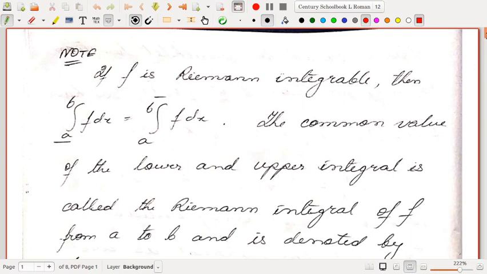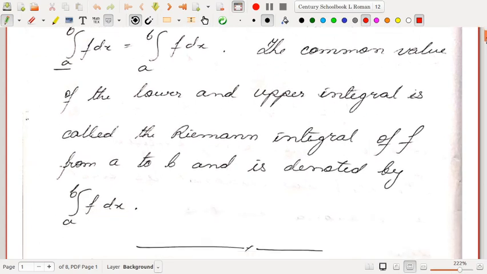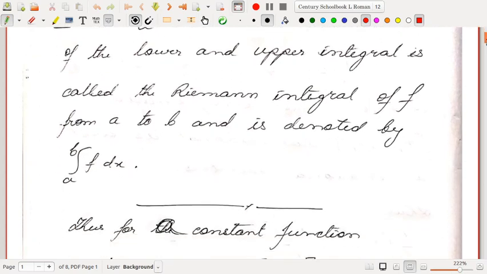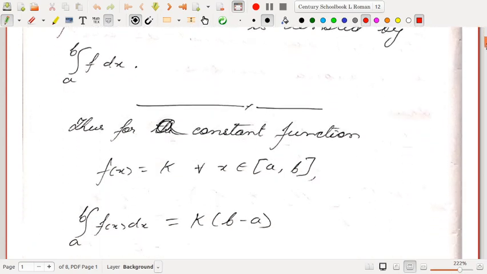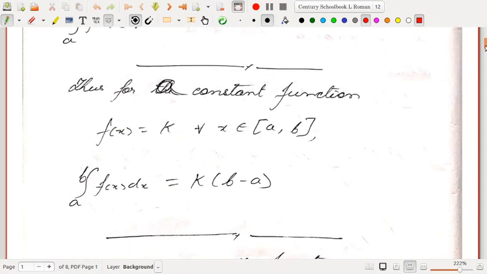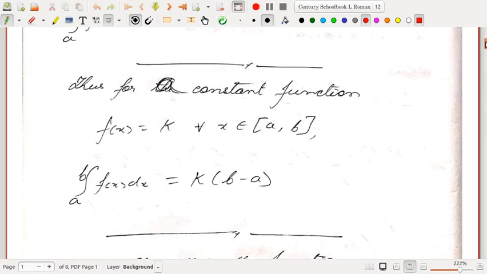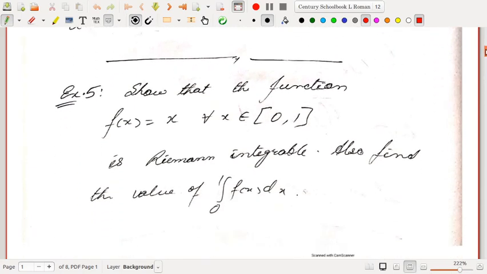The common value of the lower and upper integral is called the Riemann integral of f from a to b, and it is denoted by integral from a to b of f dx. Thus for a constant function, f(x) = k for all x, which we saw in the last lecture, the Riemann integral of f will be k times (b minus a). Okay, so let us see one example.